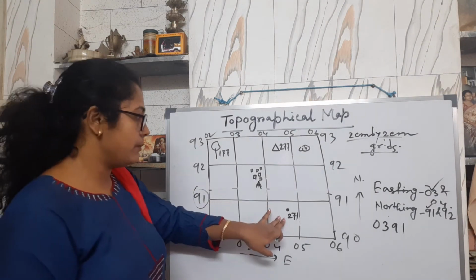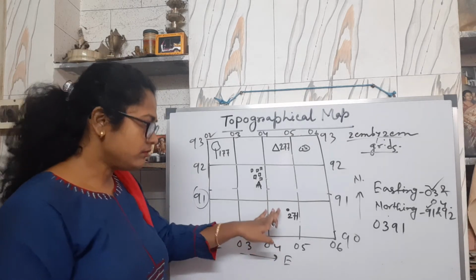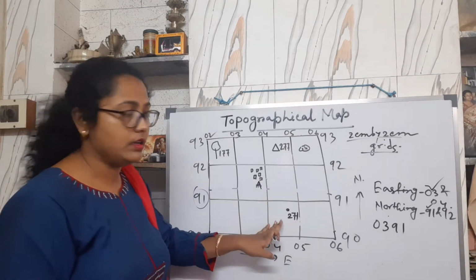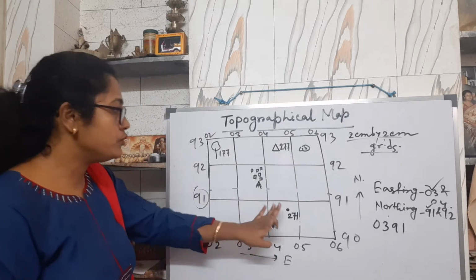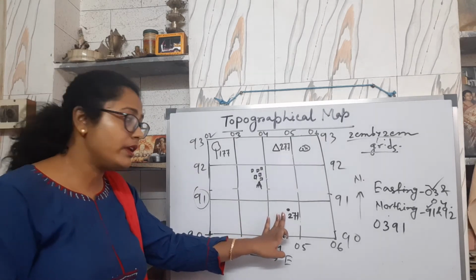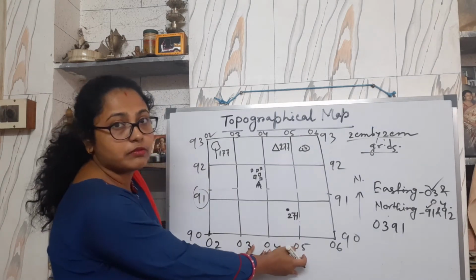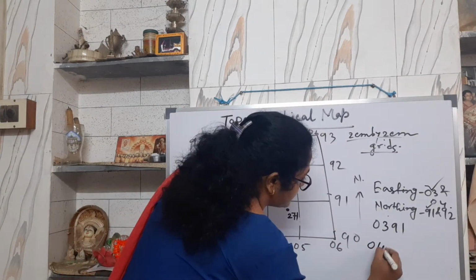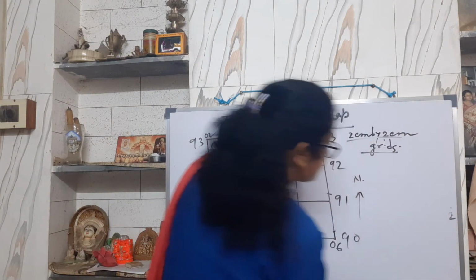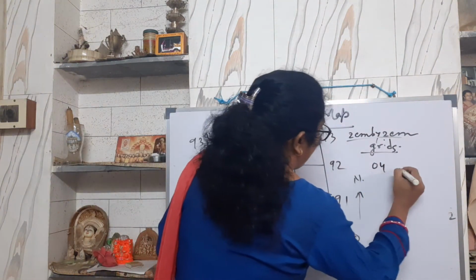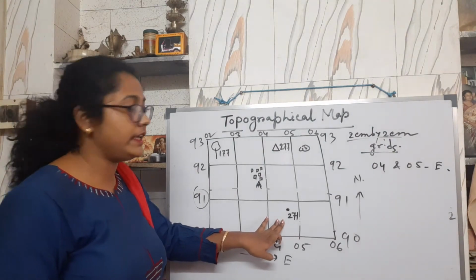Like this, another example: find out the 4-figure grid reference of the spot height. This black dot followed by a number is known as spot height. Spot height is 271. How to find out the 4-figure grid reference of 271? This 271 is situated between which two points of easting? 04 and 05. These are the easting points.